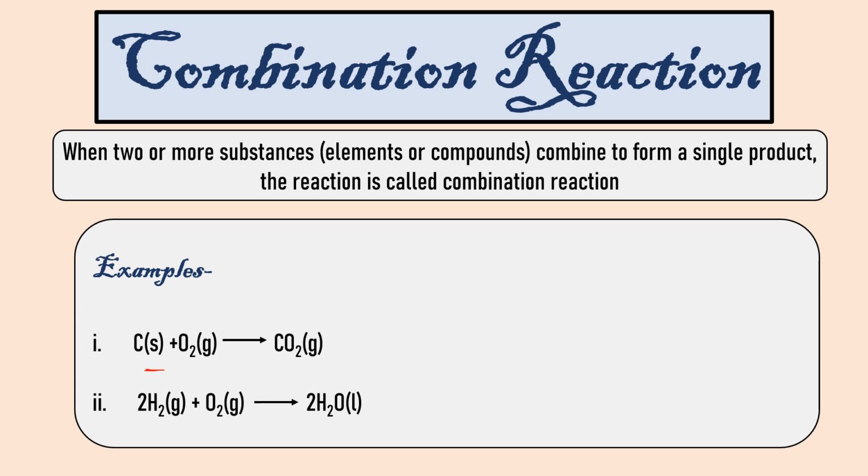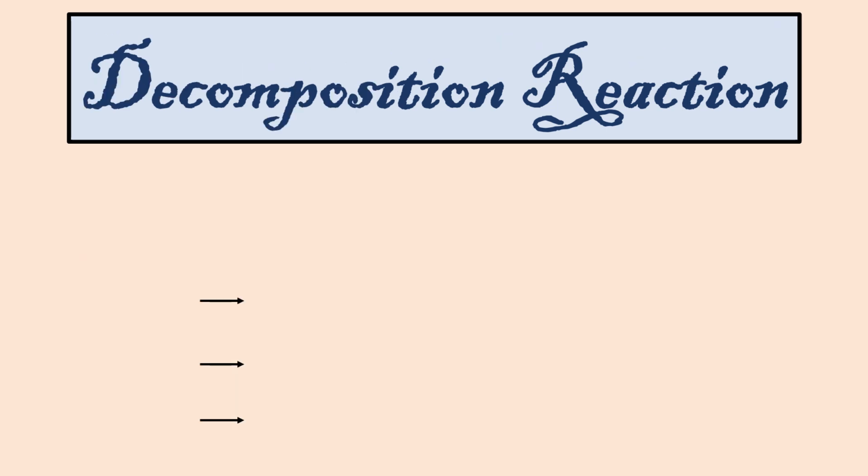Here in the second example, we can see hydrogen combines with oxygen and gives water. Hydrogen and oxygen both are gases, so G, and water is liquid, so small l. So again this is a combination reaction. Molecules of elements are combining to form a molecule of a compound, one single. Now let's move on to the next, that is decomposition reaction.